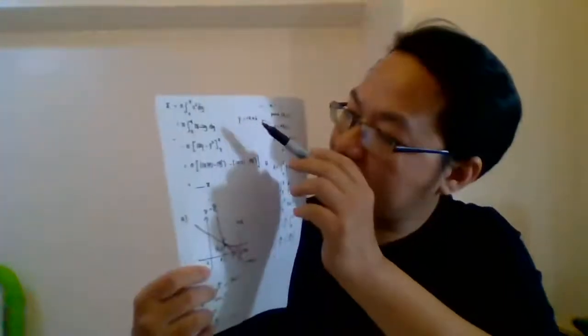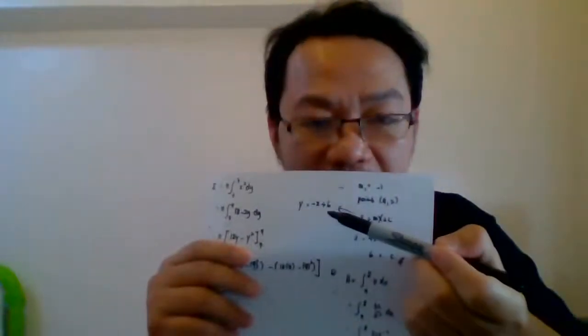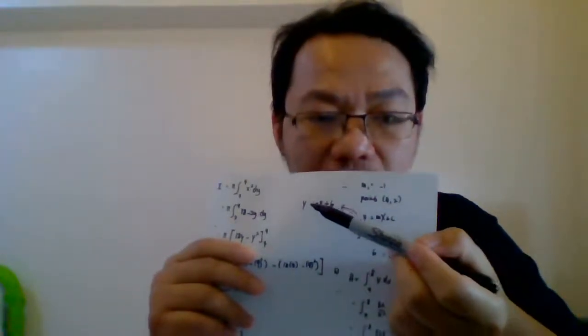So look at your straight line here. This is your straight line. 6 here is your y-intercept. I want the x-intercept, so you must let your y equal 0. So 0 equals negative x plus 6. So x equals 6. Okay. So the x-intercept here is 6.